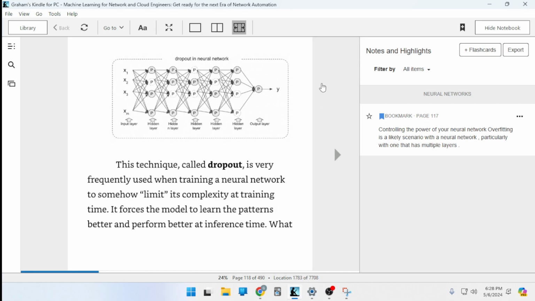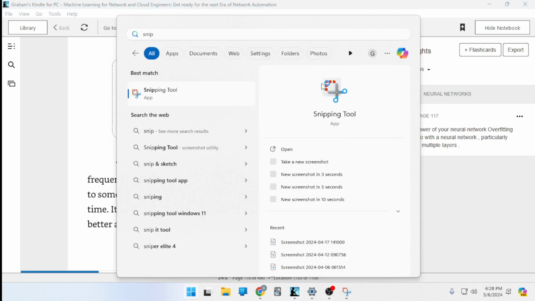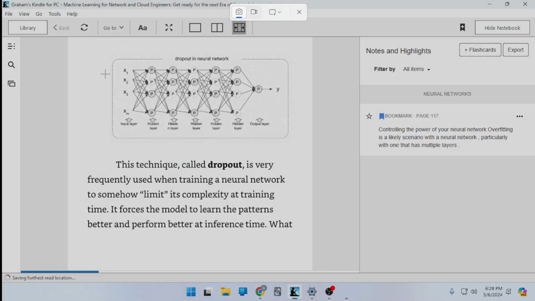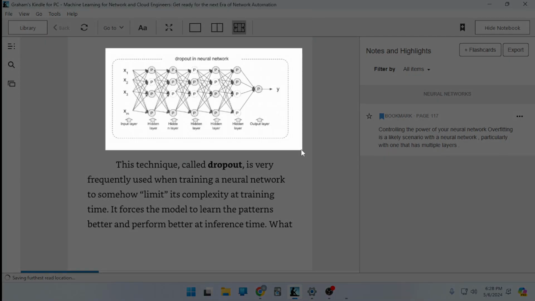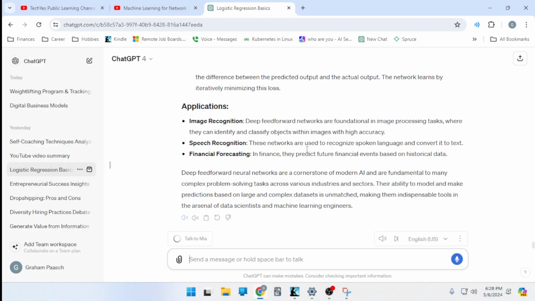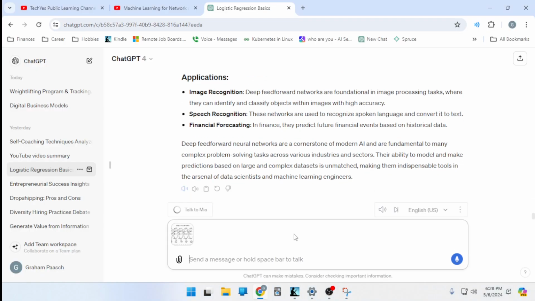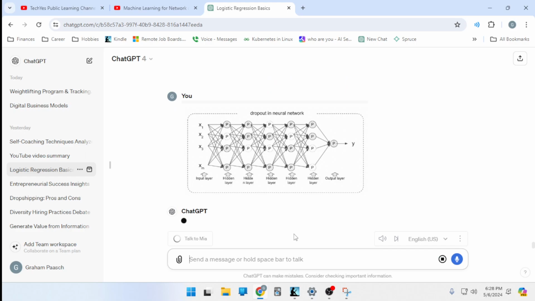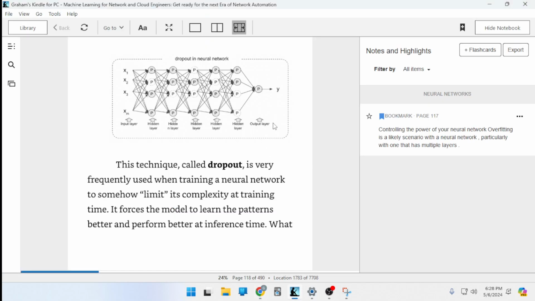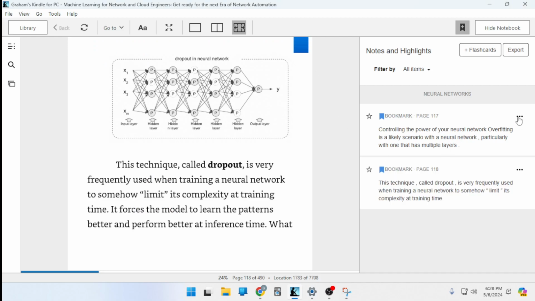All right, so now we've got another one. This is a dropout in a neural network. So let's feed this to a neural network. And remember, this is the technique.